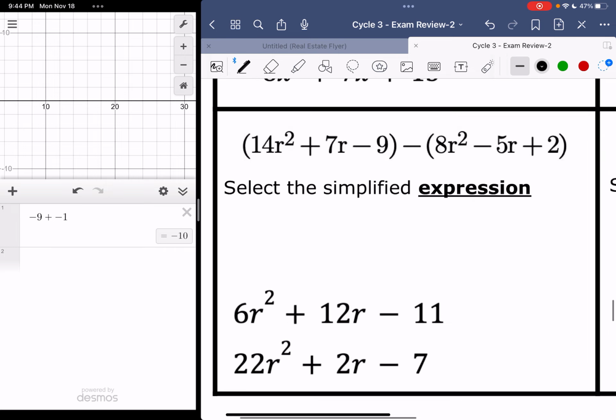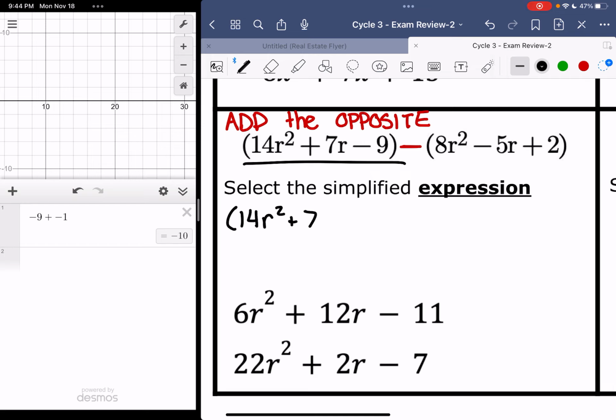All right, on this second one, the only thing that changes is we have a subtraction sign. Remember, for subtraction, what we need to remember is this little 3-word phrase: add the opposite. So when you add the opposite, you keep the first expression the same. We have 14r squared plus 7r minus 9. Then we're going to add, changing that negative sign to a plus sign. And then it says add the opposite.